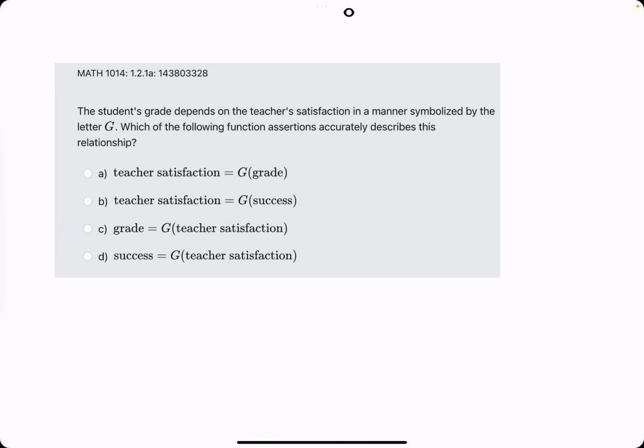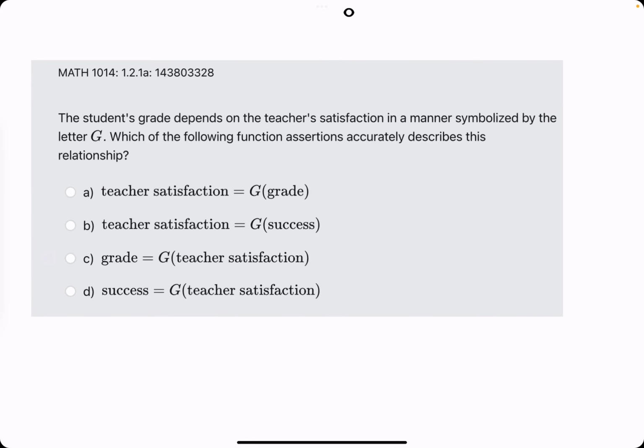Let's do two more examples. In this one, they say the student's grade depends on the student's satisfaction. So notice the middle connecting words are not always influences. Sometimes it's influences. Sometimes it's influenced by. Sometimes it's depends on. So look out for those and train yourself to know what to look for, what each of them means and things like that.